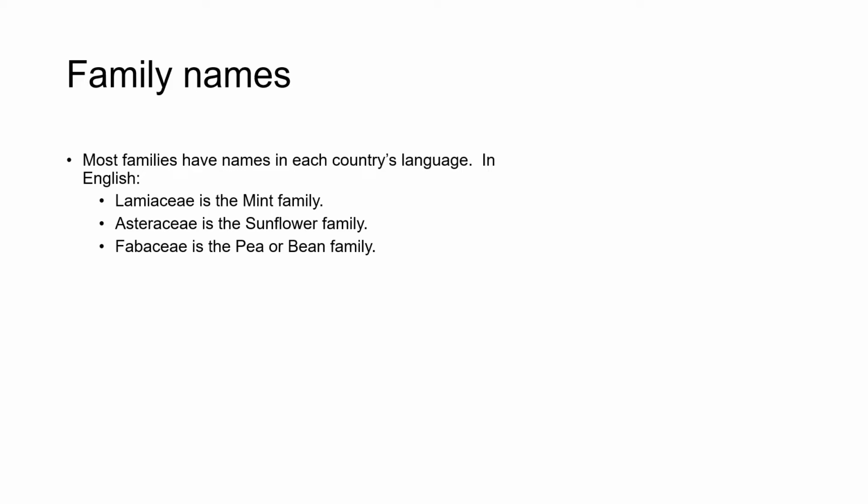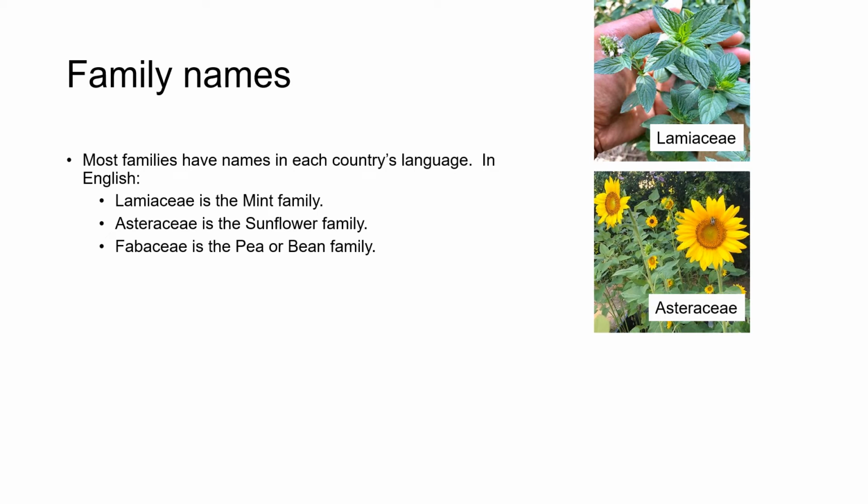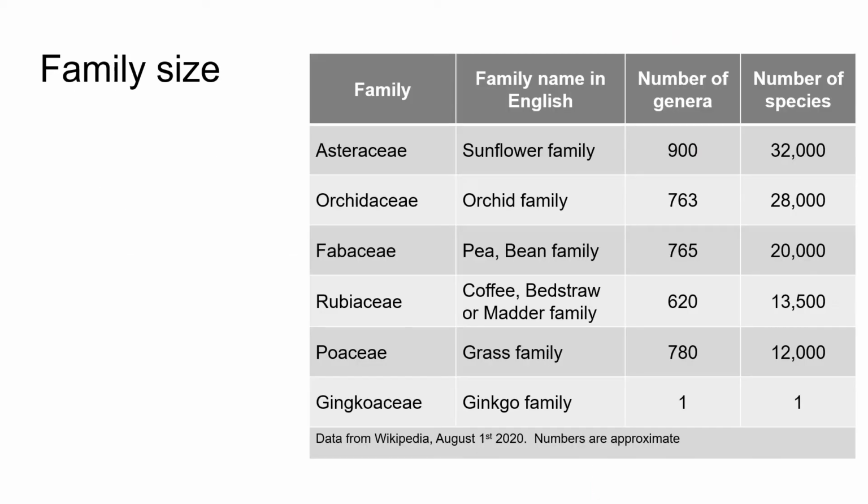Most of the families also have names in the most commonly used living languages. For example, in English, Lamiaceae is the mint family, Asteraceae is the sunflower family, and Fabaceae is the pea or bean family. The size of a family can vary hugely, as you can see from the table here.